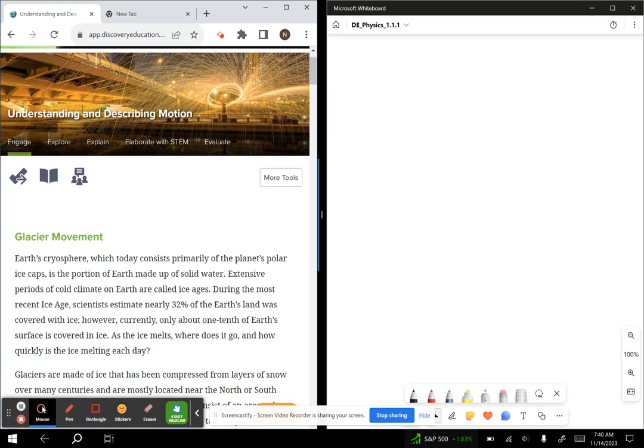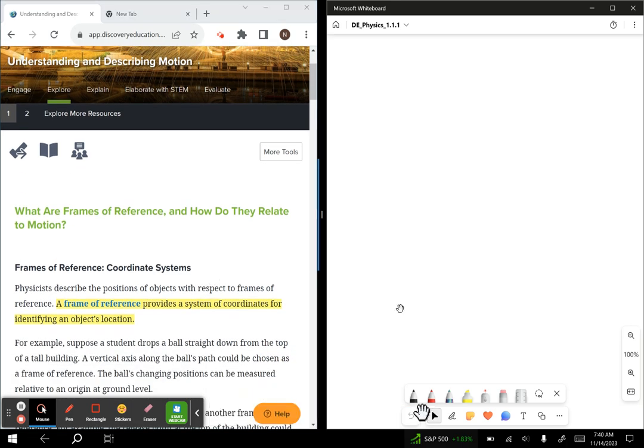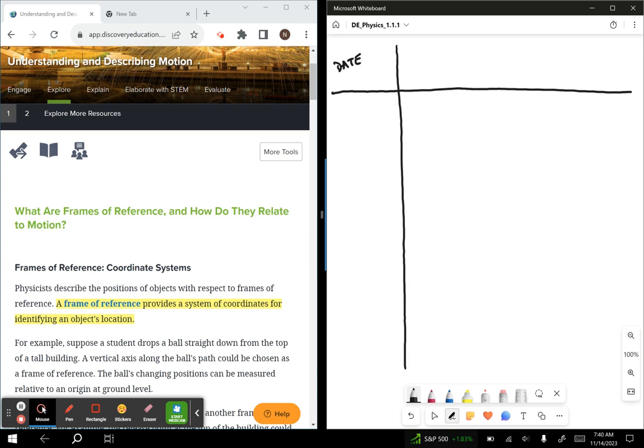And let's jump right into Explore number 1. Okay, looks like we have 2 Explore pages. So let's draw out our lines, and go ahead and put down the date. All right. Today's date for this recording is 11/14/2023. I'll let you write down the date that you're actually writing this down and listening to it, okay?